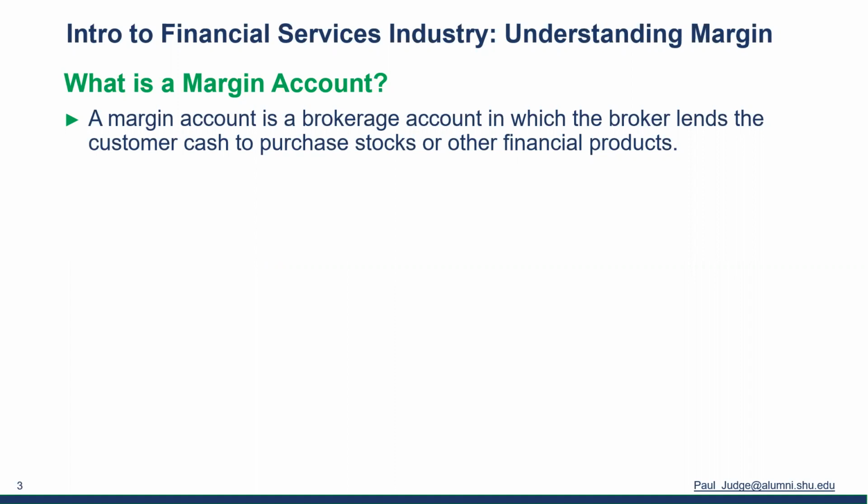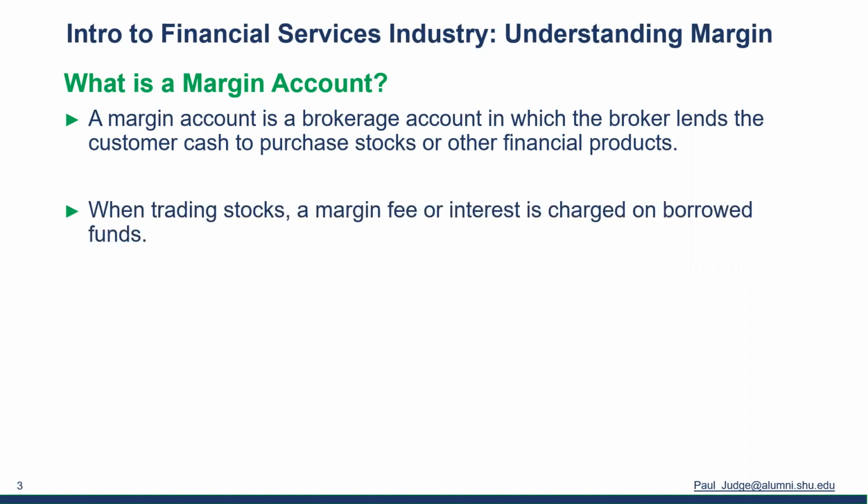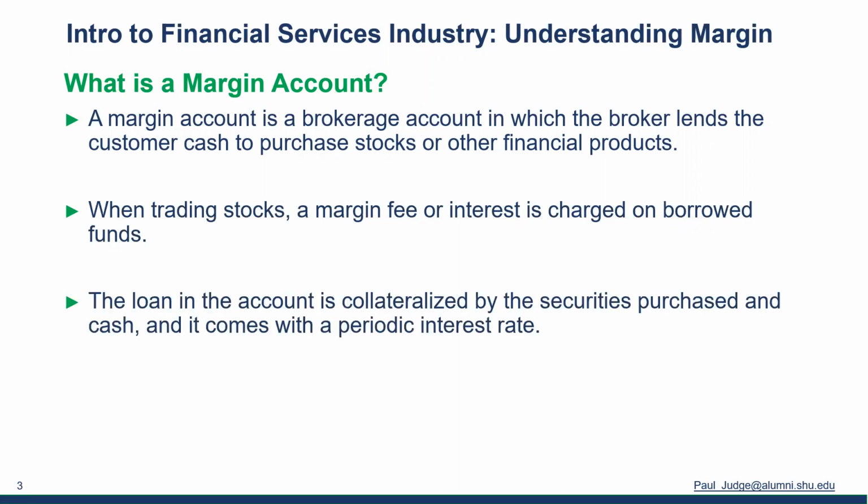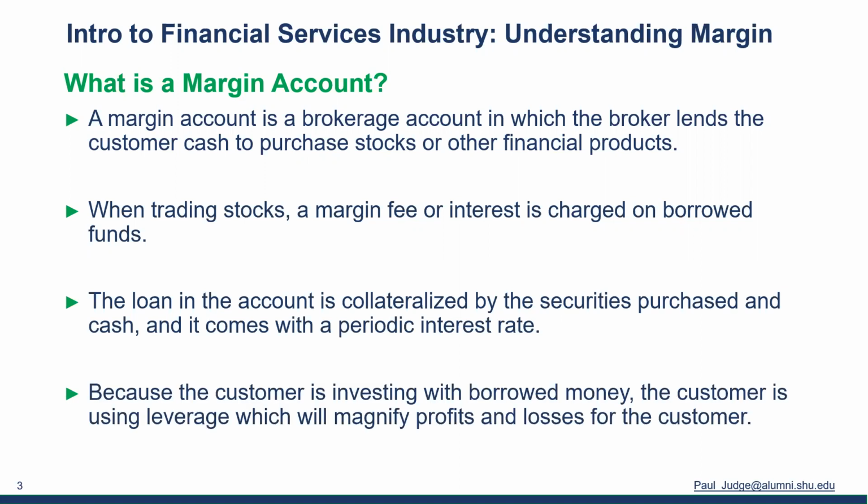So a margin account is where the broker lends the investor money to buy securities that are then held in the account. When trading stocks, a margin fee or interest is charged on the borrowed funds. So the money that you borrow to buy stocks, you have to pay the broker back with interest. That's simple. The loan in the account is collateralized by the securities purchased and the cash in the account. Because the customer is investing with borrowed money, the customer is using leverage, which will magnify the profits and magnify the losses.